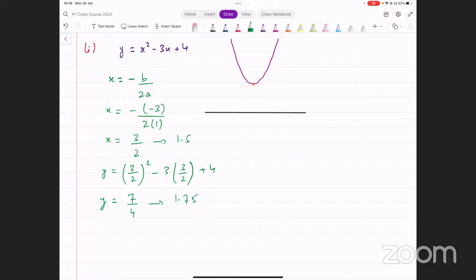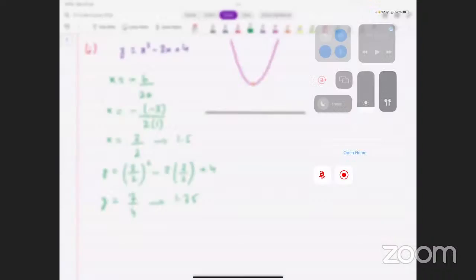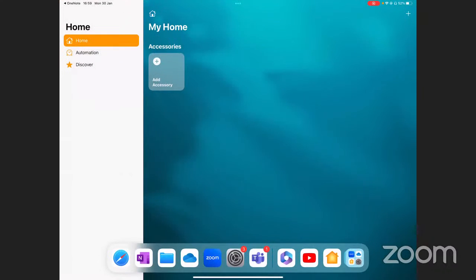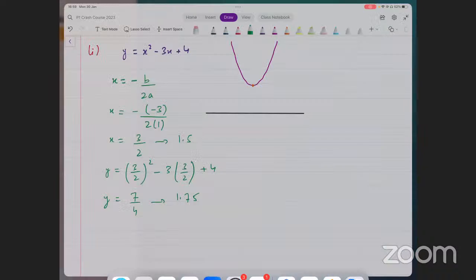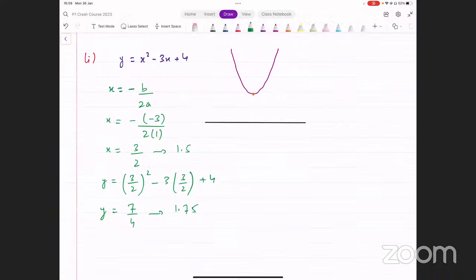So now if you look at the graph, the coordinates of the turning point are 1.5 and 1.75. Let me just write them here. This point is 1.5 and 1.75. Remember what your x-axis is? At the x-axis, y equals 0. Now, since the y coordinate of the turning point is positive, this value is positive, that means the whole of this function lies above the x-axis.